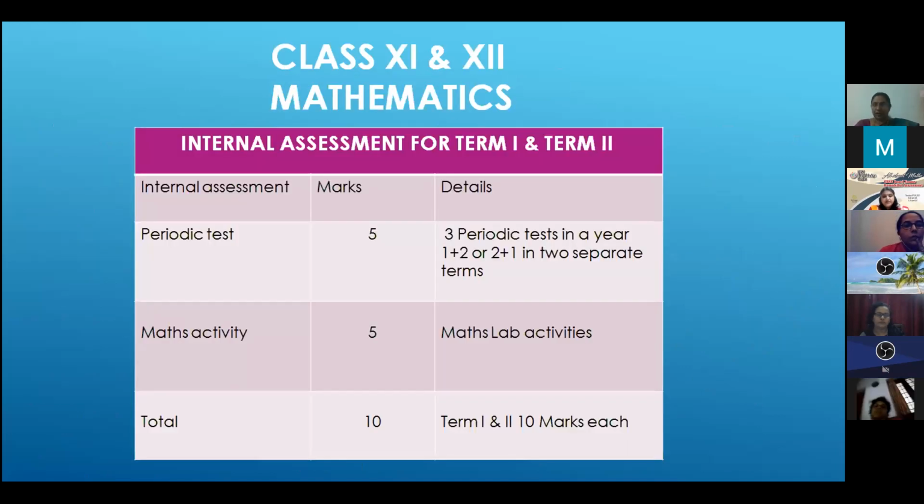Now, the next class, that is also same, class 12, mathematics, internal assessment, periodic test 5 marks. There also the periodic test version, they have given the same thing, either it can be 1+2 or 2+1 in 2 separate terms. And maths activity, again maths lab activities. Here they have used the word as maths activity. Total 10 for each term, and then 10 plus 10, it is 20.